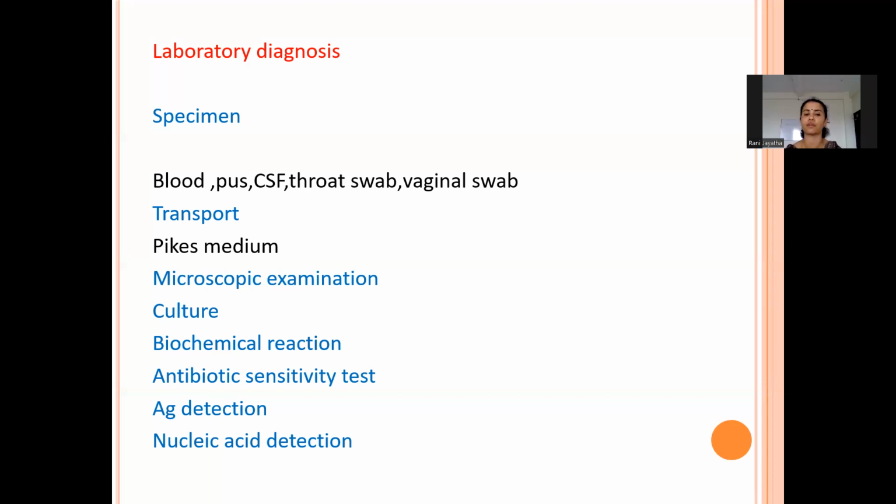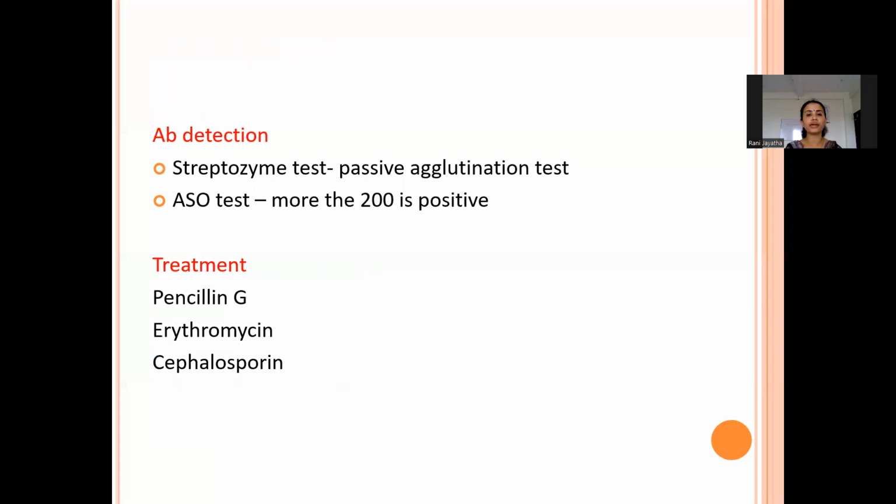First we collect the specimens and transport them. Next is microscopic examination, then cultivation, and then biochemical reactions. The next test is the antibiotic sensitivity test, to see how many antibiotics show resistance or sensitivity. Next is antigen detection, and then nucleic acid detection, which is used for most organisms, by PCR test. Then antibody detection by the Streptozyme test, a passive agglutination test, and the ASO test.